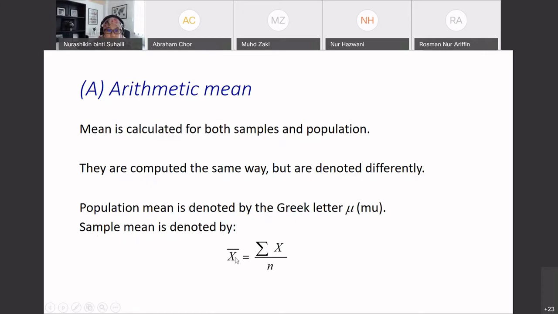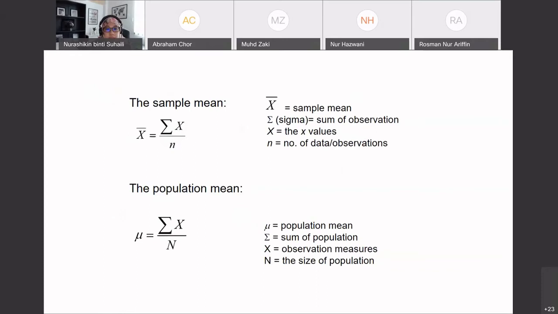The sample mean is denoted by x bar. This is bar, x bar. So the formula is the same, but the symbol is different, because we normally talk about two things, sample and population. The symbol is different, but the way you find it is still the same. This one is sigma, a summation. So whatever things you have, you total up. That is what is meant by sigma, or summation, as we call it.